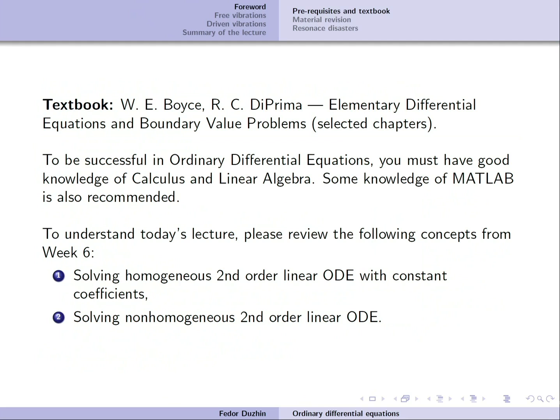In this week, we are going to learn how to do modeling with second-order differential equations. First of all, please note that to understand today's lecture, it is very important that you remember the material of the two previous lectures very well, right? You need to know how to solve homogeneous differential equations with constant coefficients and non-homogeneous equations.